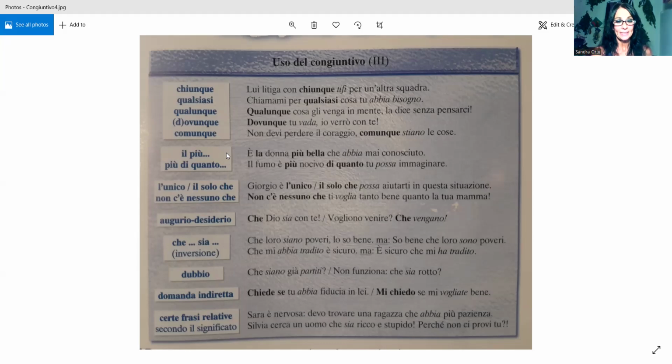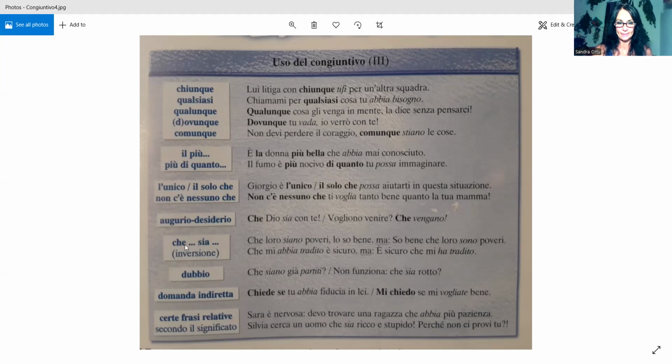But let's see them. So l'unico o il solo che, the only one. Or non c'è nessuno che, there is no one who. And then we have augurio, desiderio. So when you are wishing for somebody to do well, I'll give you an example. Like che Dio sia con te, God be with you. This is so you're wishing for somebody.